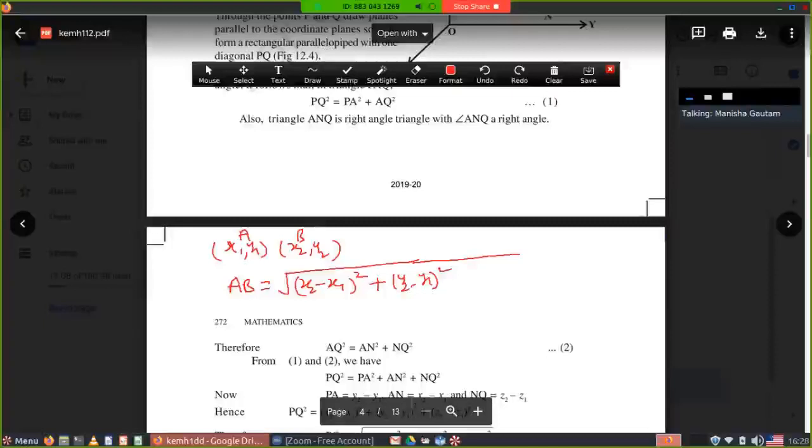If the points have three coordinates, suppose the coordinates are x1, y1, z1, as in three-dimensional geometry, 3D, then three coordinates will be there in a point. So it is (x2 minus x1) whole square plus (y2 minus y1) whole square plus the third one is also included, that is (z2 minus z1) whole square. Then you will get the distance between the 2 points A and B.